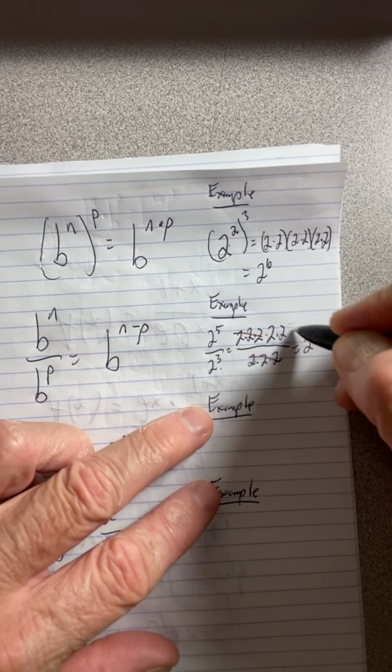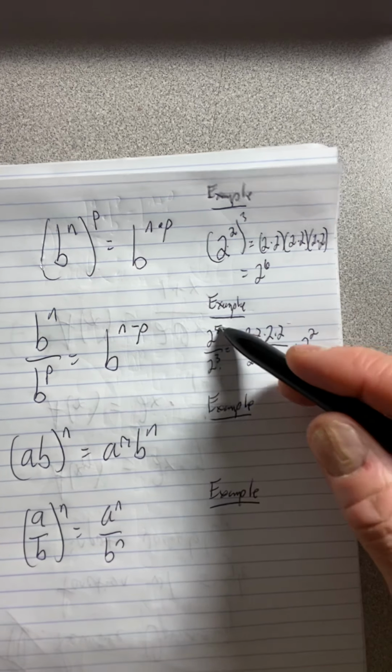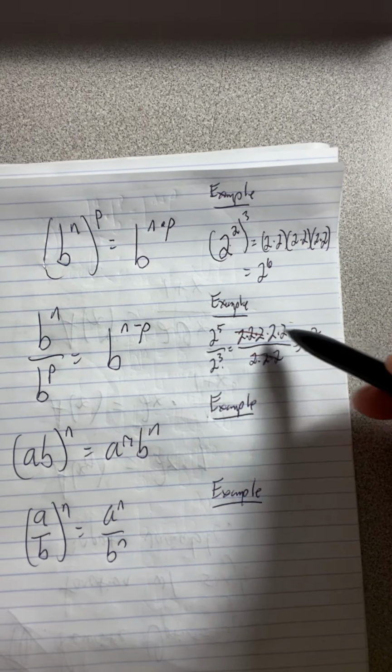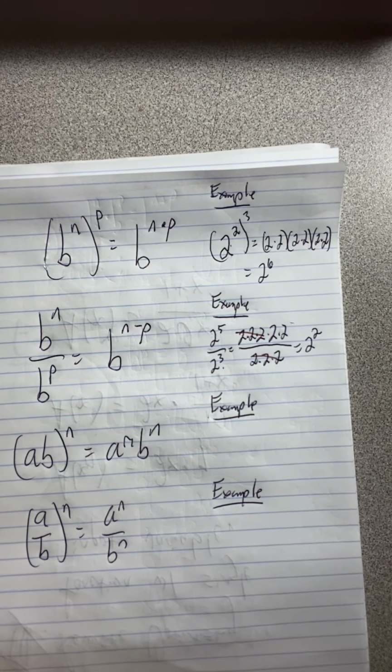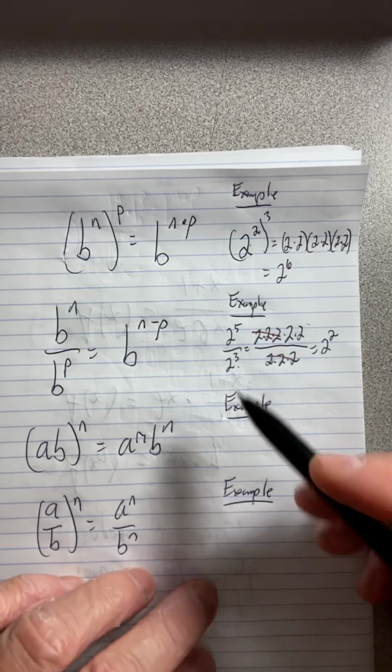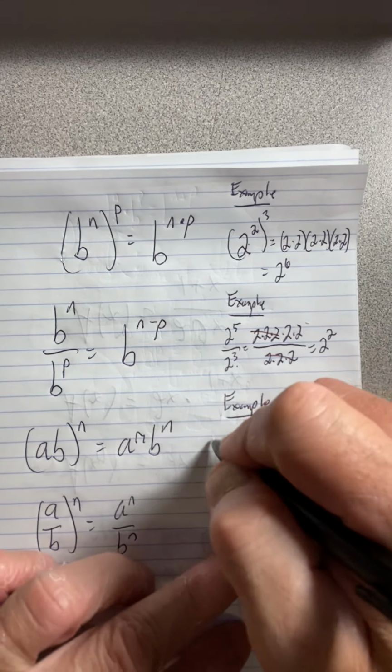2 times 2 is 2 squared. So 5 minus 3 is this 2. So it just makes sense, okay? So if you come up with these examples, it will make sense in your mind, and then this won't be a mystery to you.